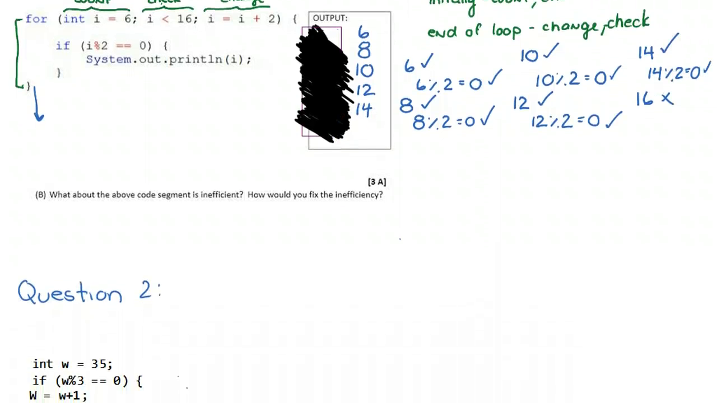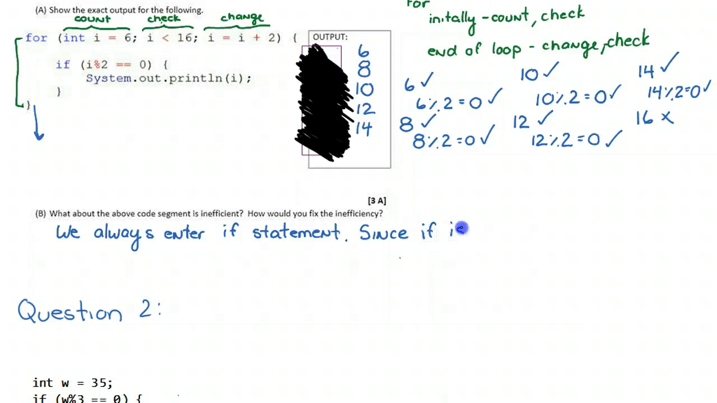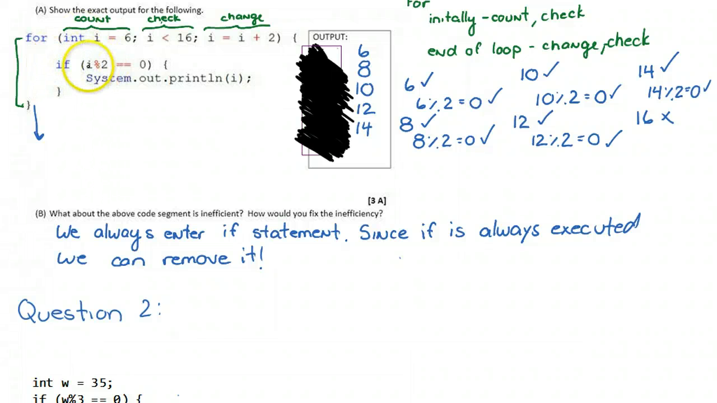So the second part of this question is, what is inefficient about this loop segment? Well, what's inefficient is, notice every time we go through this for loop, we always enter the if statement. So the if statement is always being executed. Since the if is always executed, we can remove it. And that is the inefficiency. What this is doing is checking if the number is even. Since it's always being executed, we don't need the if statement. We can just simply print out I.